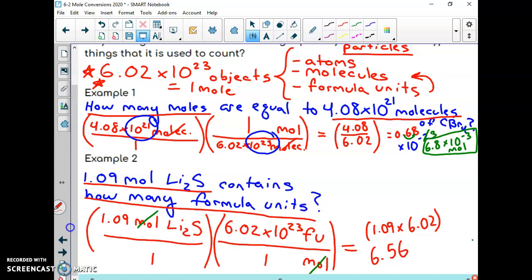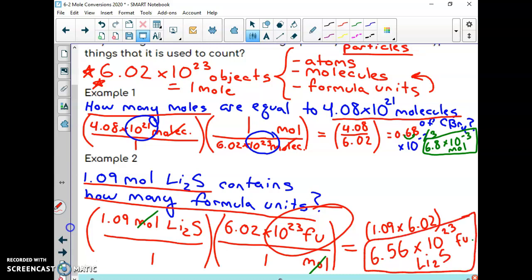And then remember, there is still the 10 to the 23rd, which we've got to include here. But 6.56 is already between 1 and 10. We don't have to change this into scientific notation. It's already in scientific notation. And this is going to be formula units of lithium sulfide. So I've got a little bit of room. I'll do the complete answer.